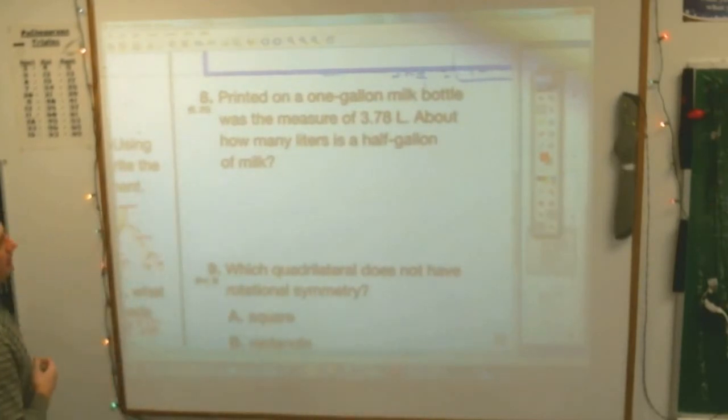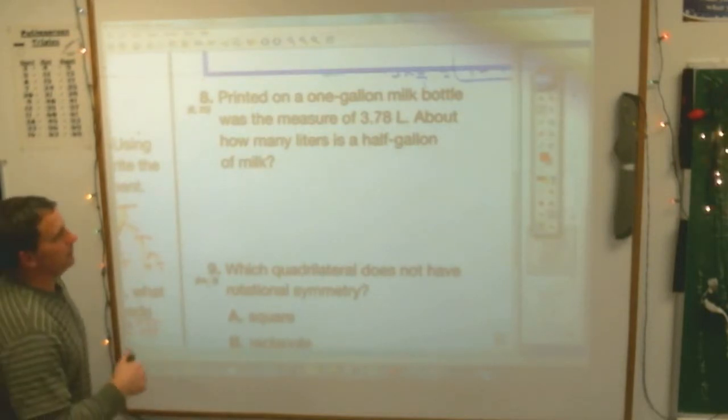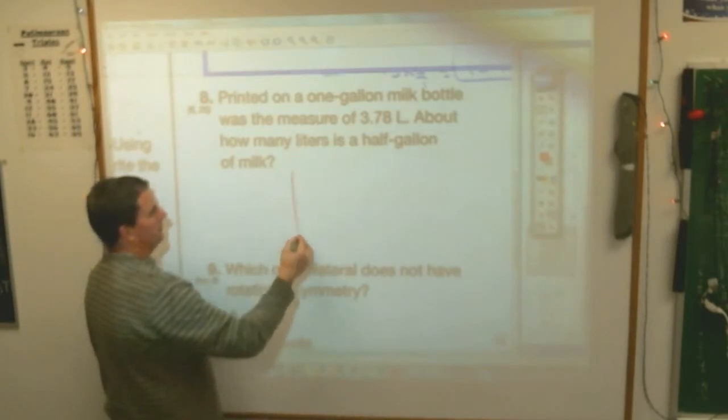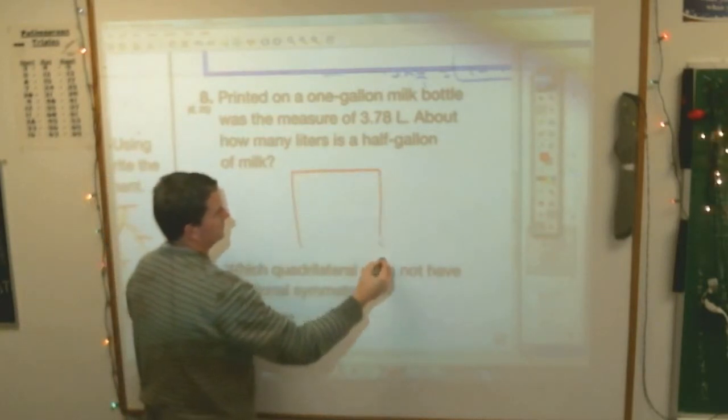Printed on a 1-gallon milk bottle was the measure 3.78 liters. About how many liters is a half a gallon of milk? So, Taylor, here is your gallon of milk.